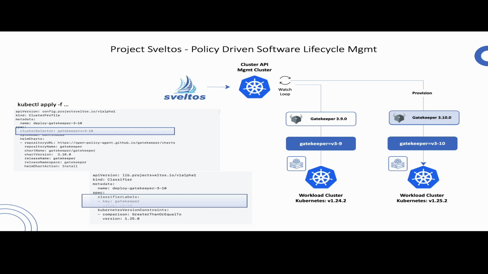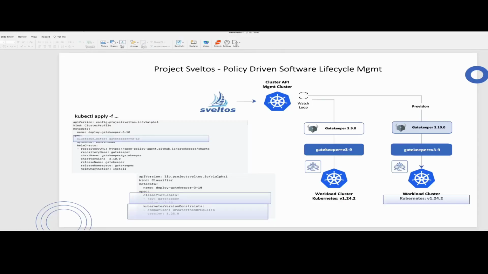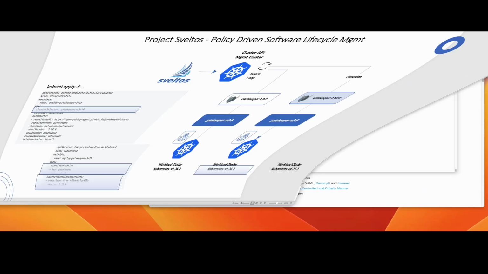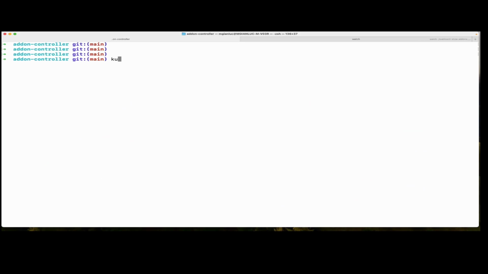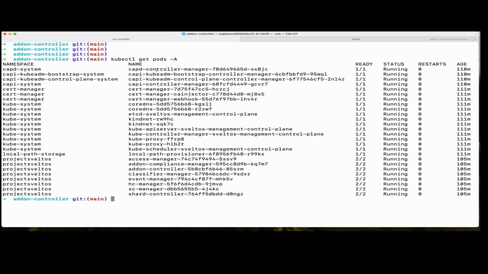So Sveltos has many other features, but it would take too long to cover all of them. So I'm done with the slides, but I've prepared the demo here. I do have a management cluster running locally, and in the management cluster I have Cluster API deployed and Docker as the Cluster API infrastructure provider, and I have Sveltos.